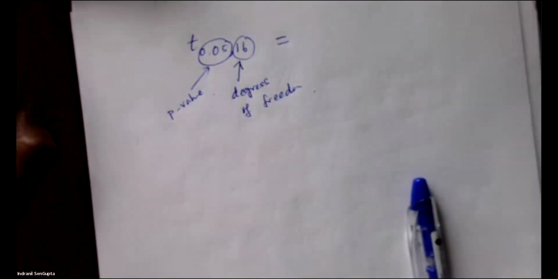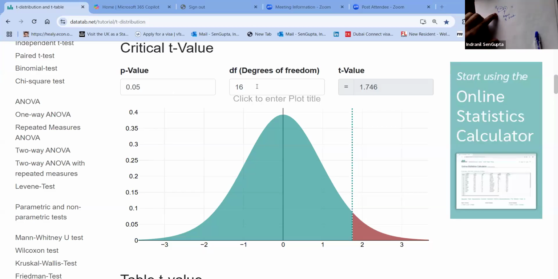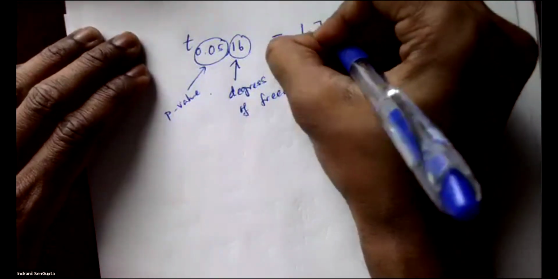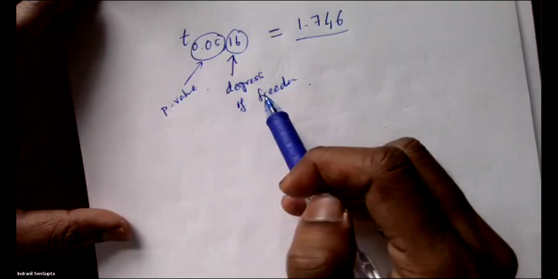Now, what is the value? Let me share the screen again. Your p-value is 0.05, degrees of freedom is 16. So what does it get me? It gets me 1.746. Once you have this 1.746, that is this number, and that is it. You can use that here, and that's the t value: t of 0.05, 16.